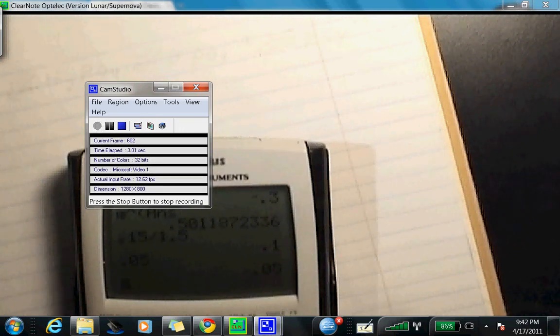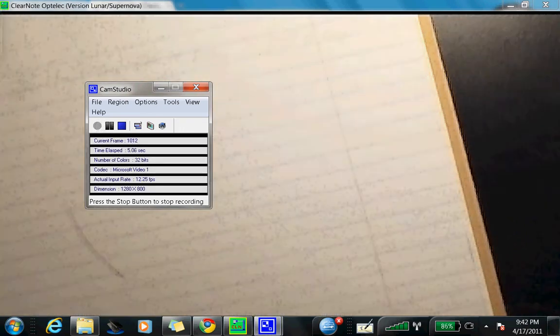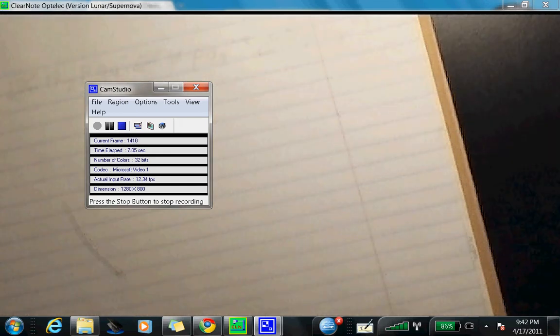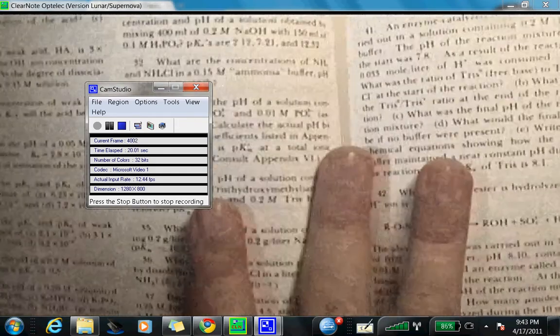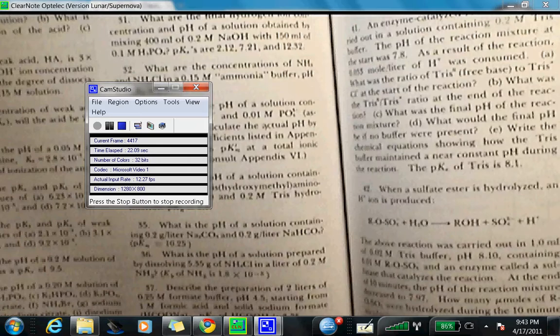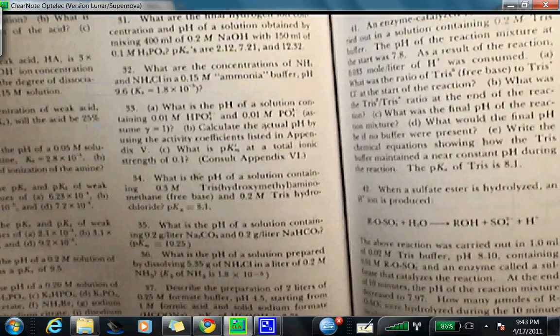Hi everyone. This is going to be problem number 32 of the Siegel book, and it's going to look like this. Get that out of the way. Okay.